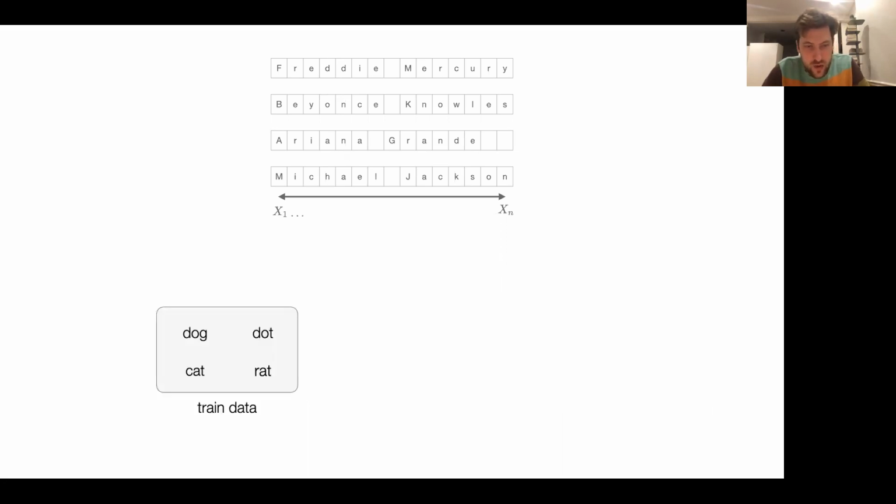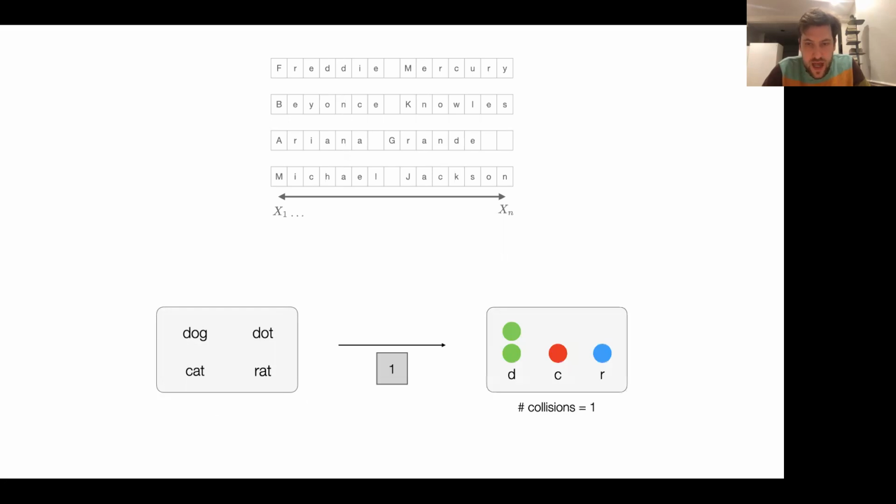So if we take a toy example of having training data dog, cat, and rat, and we pick, say, the first byte of each item, this would produce 1 collision because both dog and dot share D as a first letter. If we pick the second byte, this is 2 collisions. And if we pick the third byte, this is 3 collisions. So the best byte is byte 1.